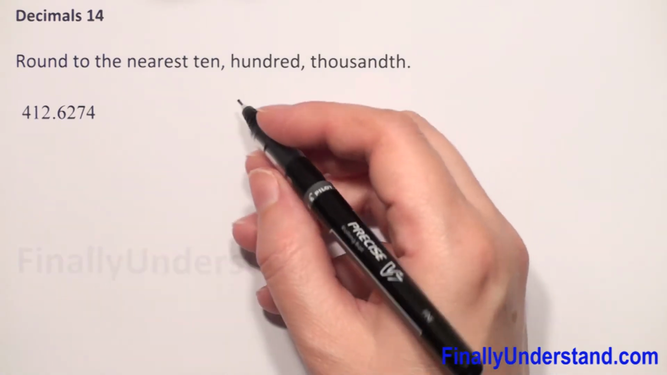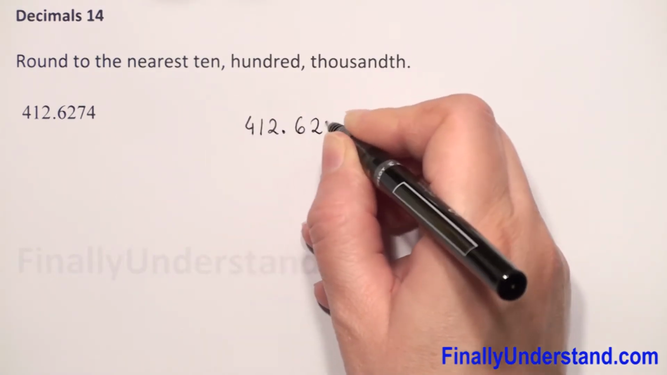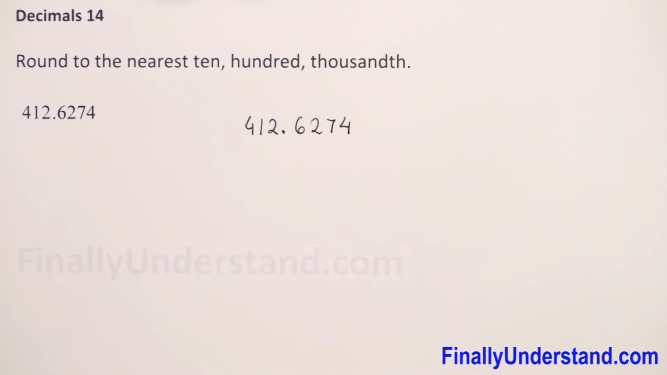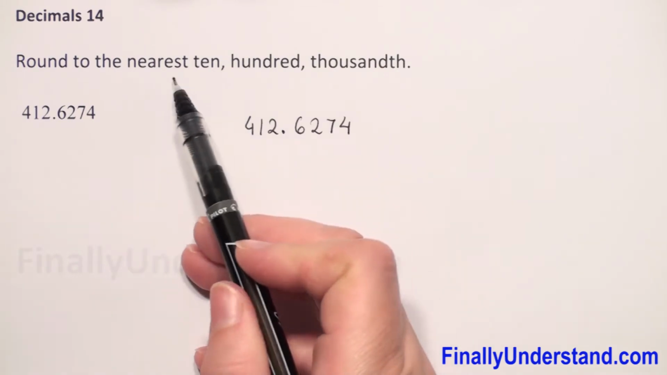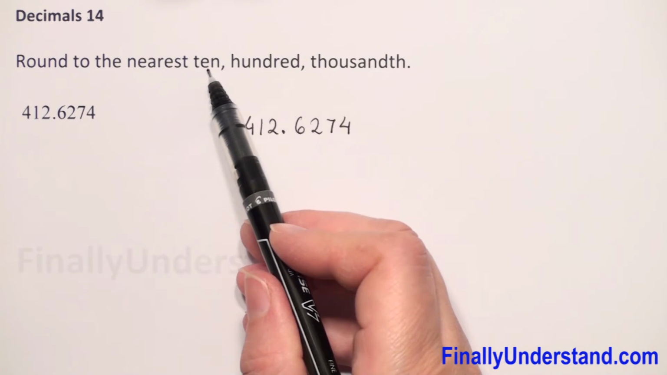Let me copy our example. 412 decimal point 6274. First step, we have to find the number to which we have to round our number. First, we have to round to the nearest 10. We need to find the 10.